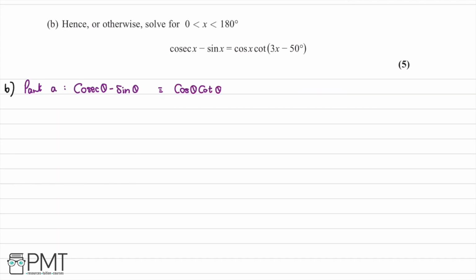Now in part B of the question, we're asked, hence or otherwise, to solve between 0 and 180 degrees that cosec of x minus sine of x is equal to cos x multiplied by cot 3x minus 50.